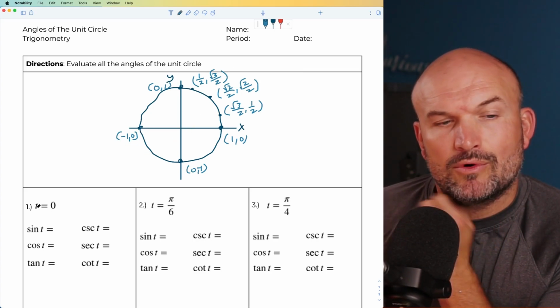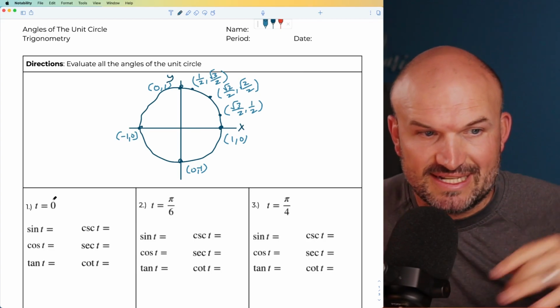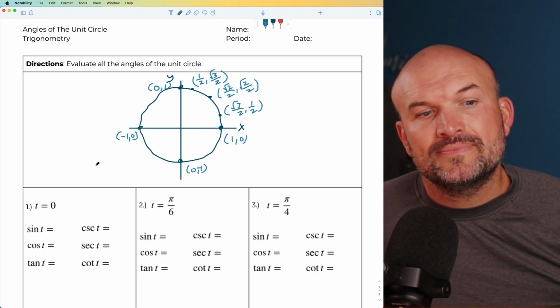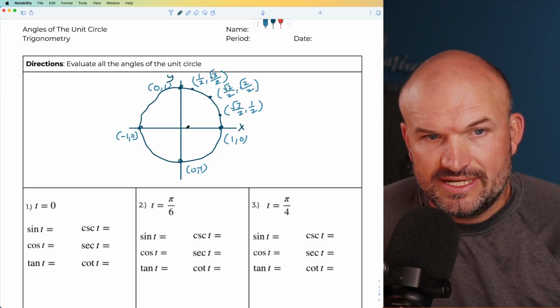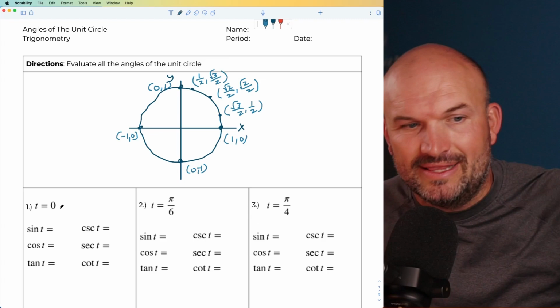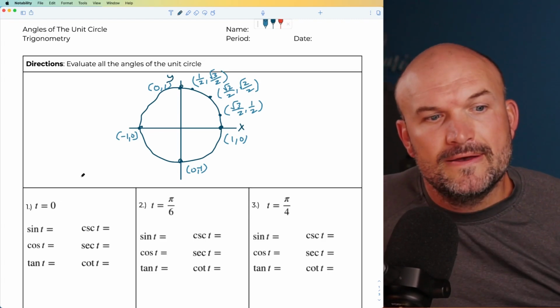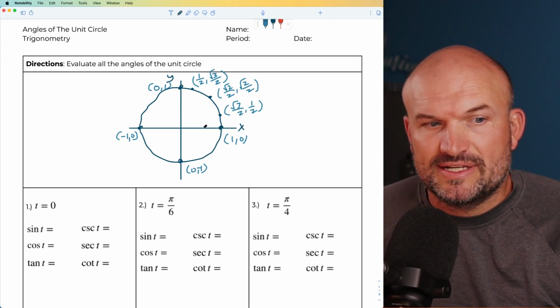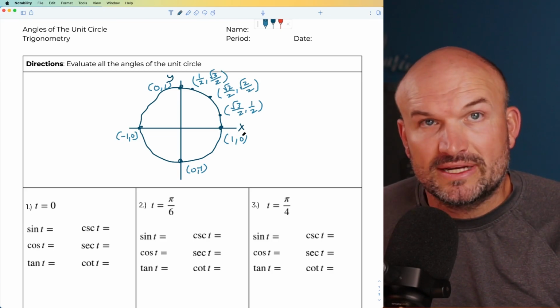Now when we're saying t is equal to 0, this represents the angle. So the angle at 0 would be 0 radians or 0 degrees, it doesn't really matter. You can think about it either way in this case, even though it is radians, not degrees. But anyways, what is this coordinate point? You can see the coordinate point is 1, 0.